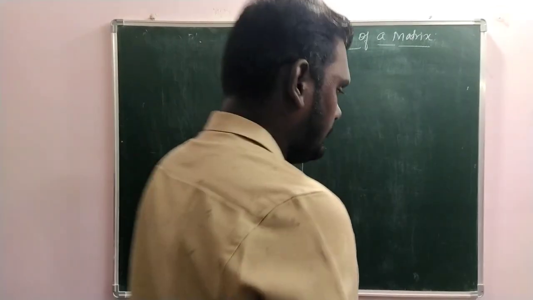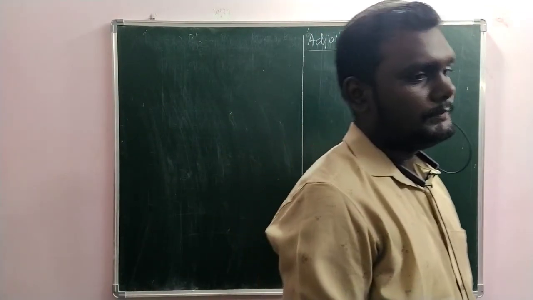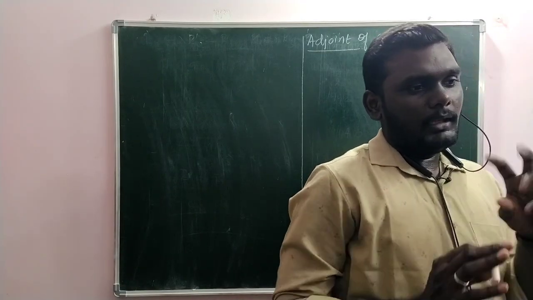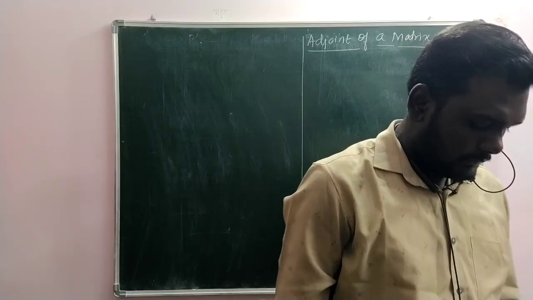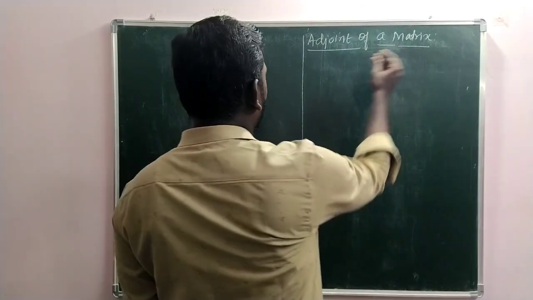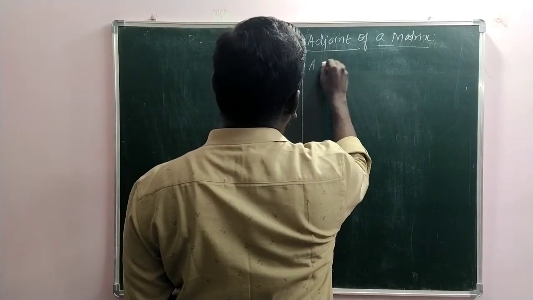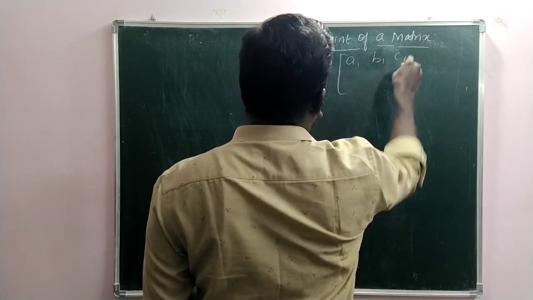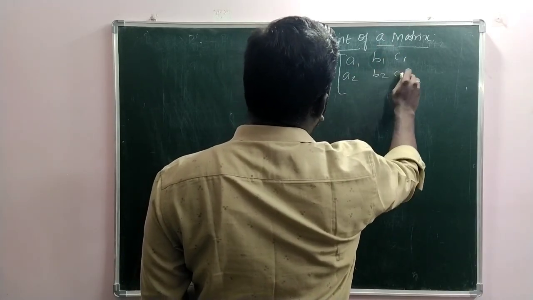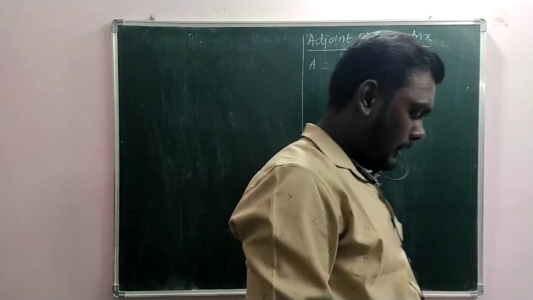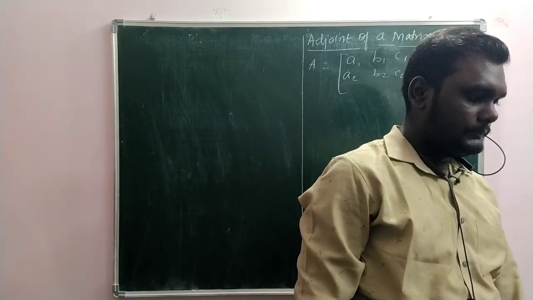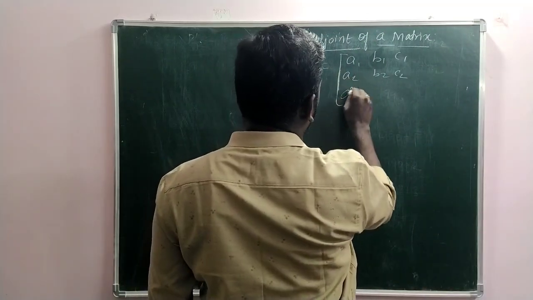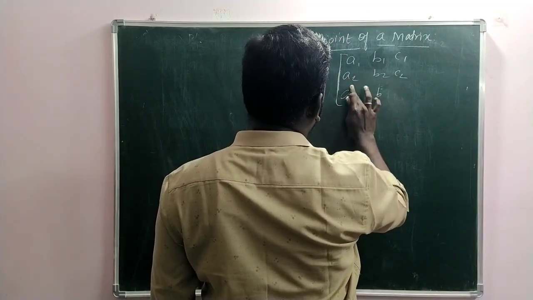Okay. See, adjoint of a matrix is a matrix. Then what will be there in the adjoint of the matrix? Means, you remember we got this matrix A as: A1, B1, C1, A2, B2, C2, A3, B3, C3, right?